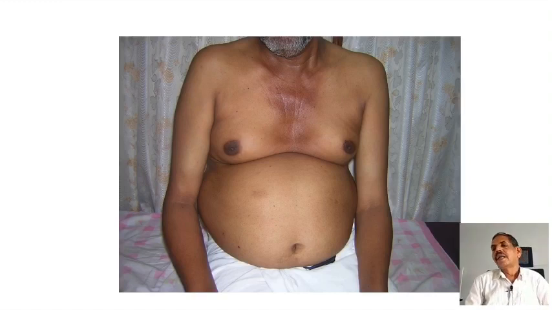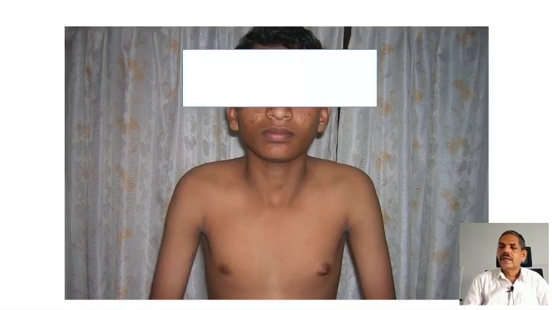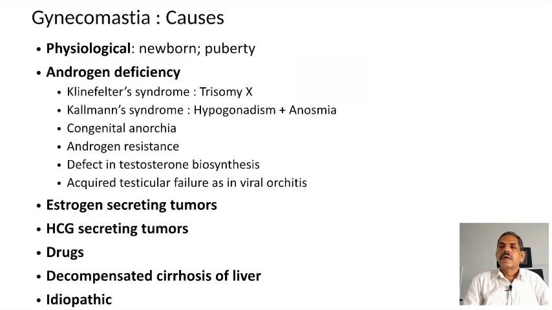This is a bilateral symmetrical gynecomastia, and this is a unilateral gynecomastia seen during puberty. It need not be unilateral, it can be bilateral, even bilateral asymmetrical. Common causes of gynecomastia: again physiological, newborn and puberty; androgen deficiency, as in the case of Klinefelter syndrome, that is XXY; then Kallmann syndrome, that is the combination of hypogonadism plus anosmia.